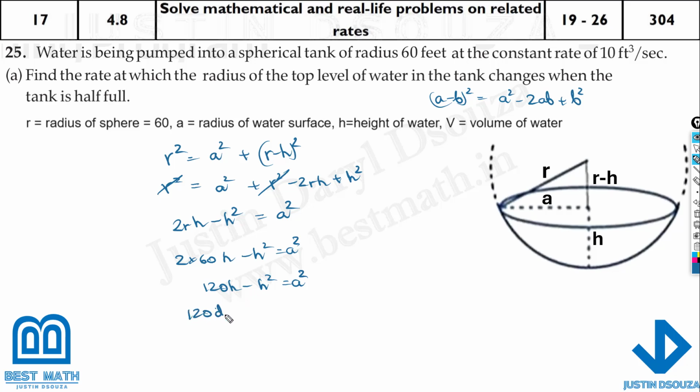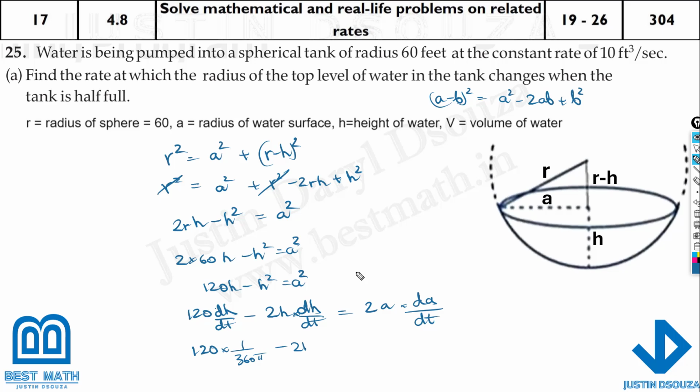It'll be 120 dH by dt minus 2h times dH by dt, that is equal to, a squared will be over here, let me just remove this, it'll be 2 times a into dA by dt. Now what is dH by dt? We just did it, right? 1 by 360 pi. So over here I'm going to type out, this is 1 by 360 pi minus 2.